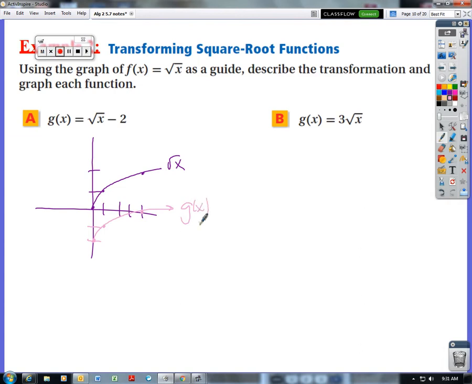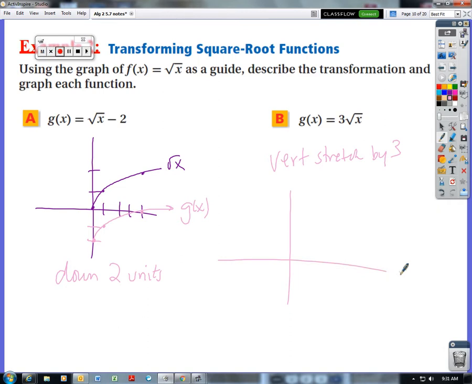The domain, oh, we don't have to describe the domain. Describe the transformation, and we graphed it. I already graphed it. The transformation is that it goes down 2 units. Okay, what's the transformation on this next one? It's a vertical stretch, right? By 3.